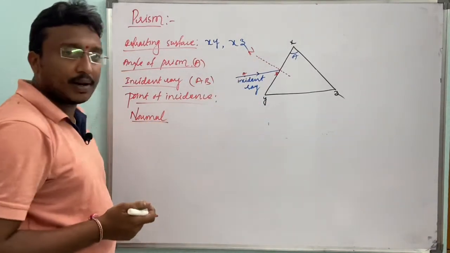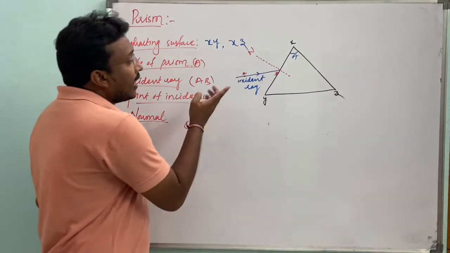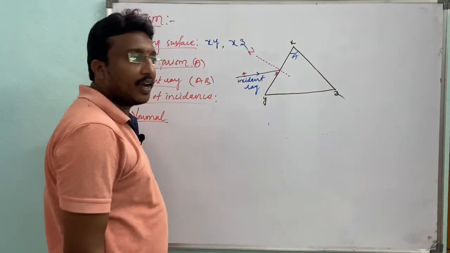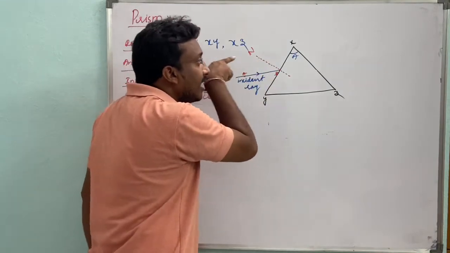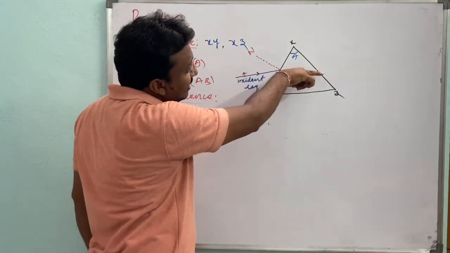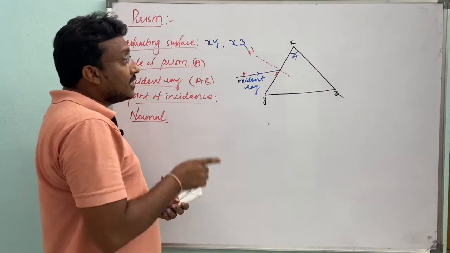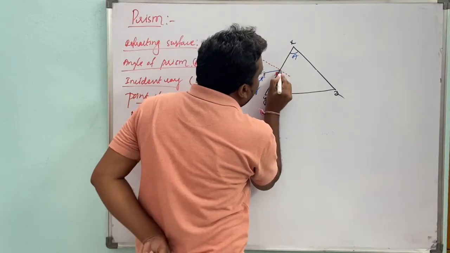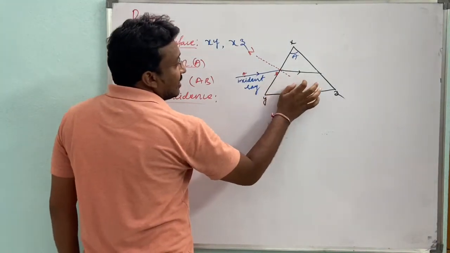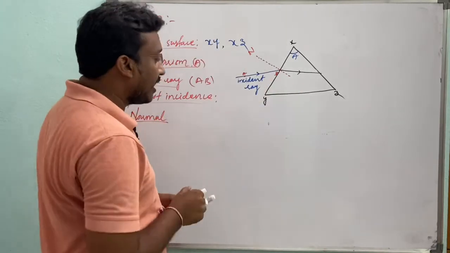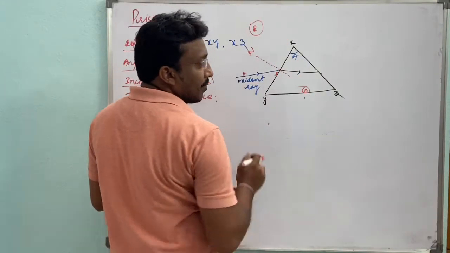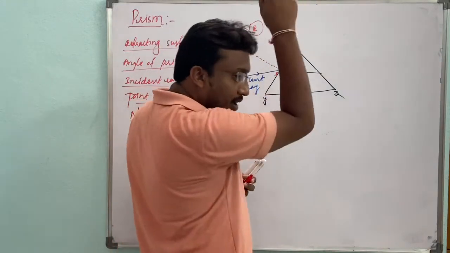When the light is incident on the prism, it refracts, that means it enters into the prism, and it bends towards the normal. Why? Because the first medium is rarer and the prism is a denser medium. We have already discussed that.